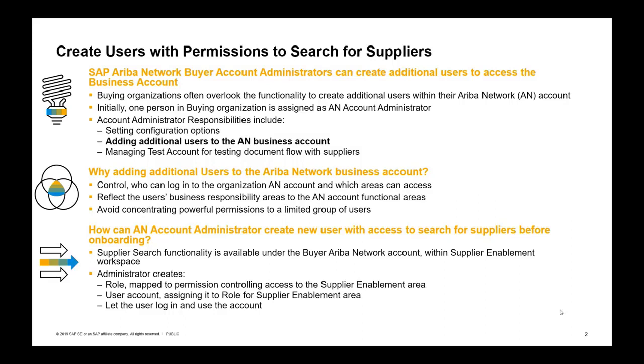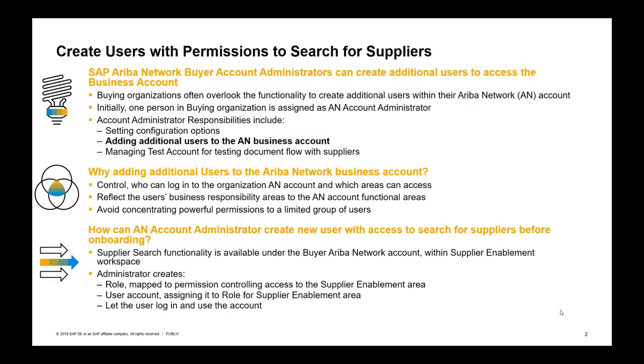Account administrators have the possibility to manage roles and assign them to the users. When the account administrator is requested to create a user that will only search for suppliers before onboarding them to the supplier management application, he or she could create a user and assign the access to the supplier enablement area only. First step is to create a role mapped to the corresponding permission and then create a user with assignment to this role.